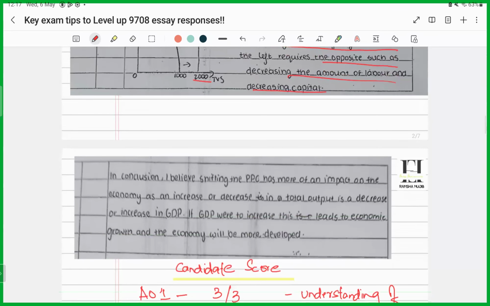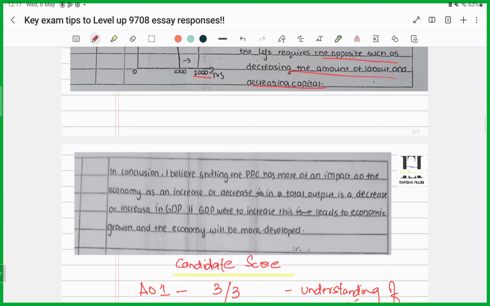Now, the conclusion given by the candidate. What does the conclusion say? In conclusion, I believe shifting the PPC has more of an impact on the economy, as an increase or a decrease in total output is a decrease or increase in GDP. If GDP were to increase, this leads to economic growth and the economy will be more developed. So now if you look at it, the conclusion is a little vague.